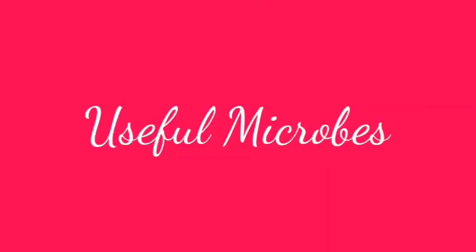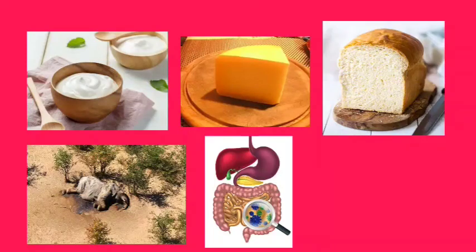The last topic is useful microbes. So let us see the uses. We all like curd, no, children? So how is curd produced? Curd is produced from milk. How? Because bacteria act on the milk and turn the milk into curd. So that bacteria is a useful bacteria.